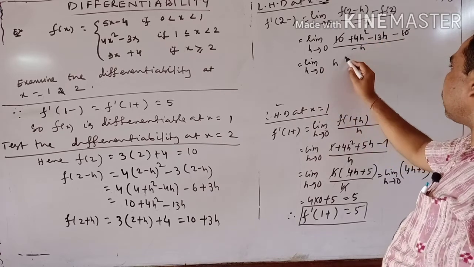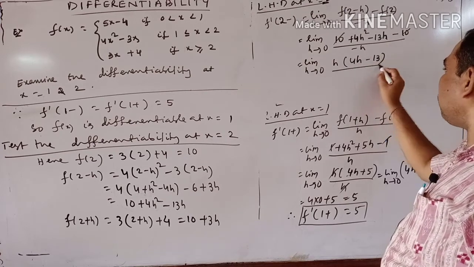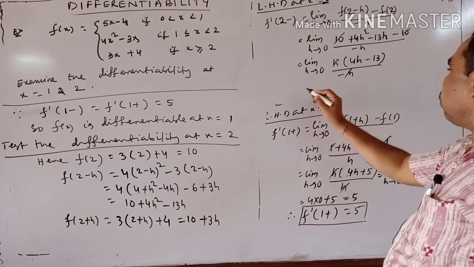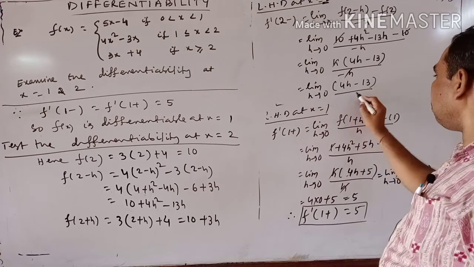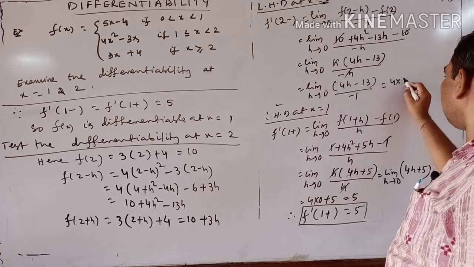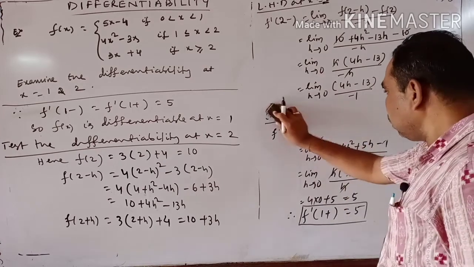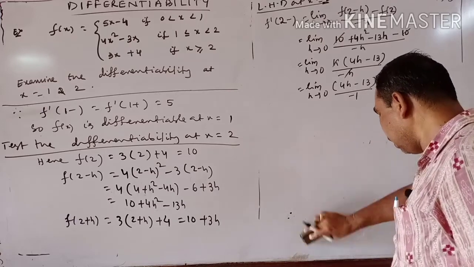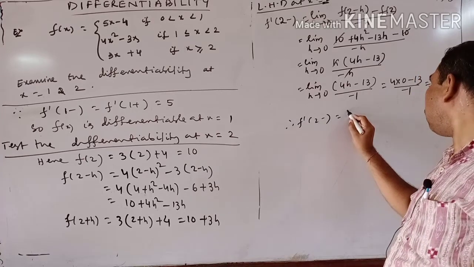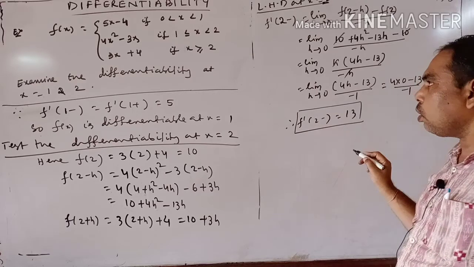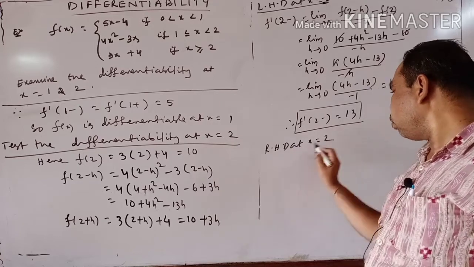It is equal to limit h tends to 0. Take h common: 4h minus 13 divided by minus h. h cancels. So it is equal to limit h tends to 0 of 4h minus 13 by minus 1. Put the limit: 4 into 0 minus 13 by minus 1 is equal to plus 13. Therefore, f dash 2 minus is equal to 13.